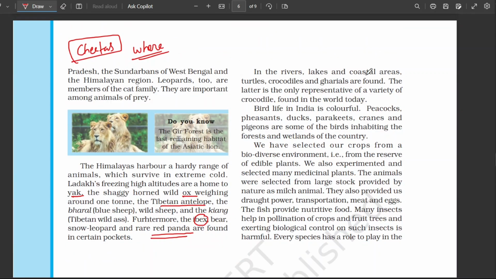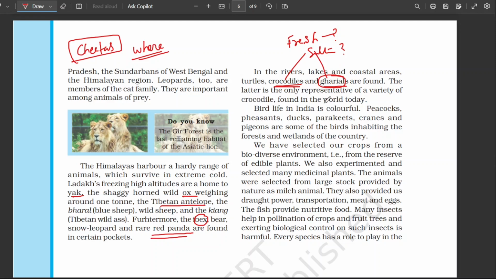In the rivers, lakes, and coastal areas, turtles, crocodiles, and gharials are found. Gharials are found where? Try to locate the areas in the country where gharials are found and where crocodiles are found. Further, you have freshwater gharials, freshwater crocs, and then you have saltwater. So find where freshwater ones are found and where salty ones are found. For example, in Chilika Lake, you will find all kinds of these reptiles, but that is a saltwater lake, so they will be saltwater. Where the freshwater ones are found, try to find out. The latter is the only representative of a variety of crocodile found in the world today.